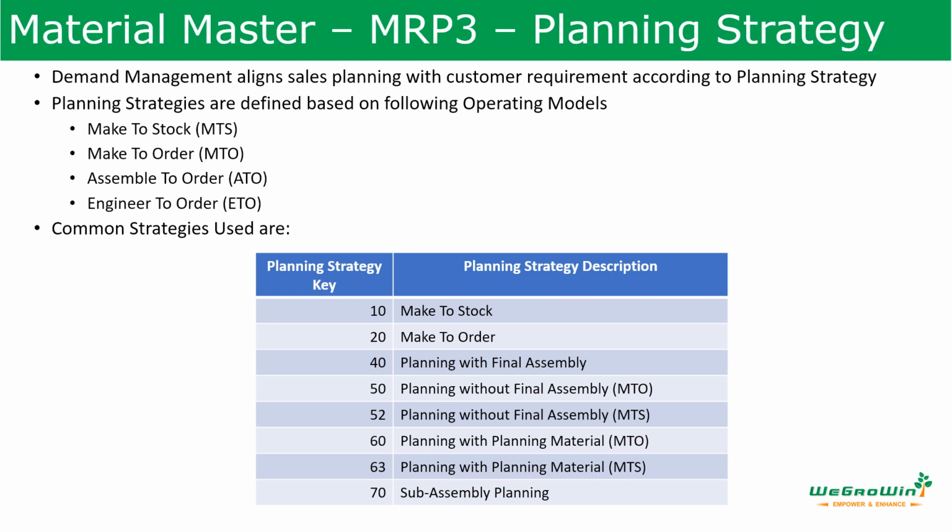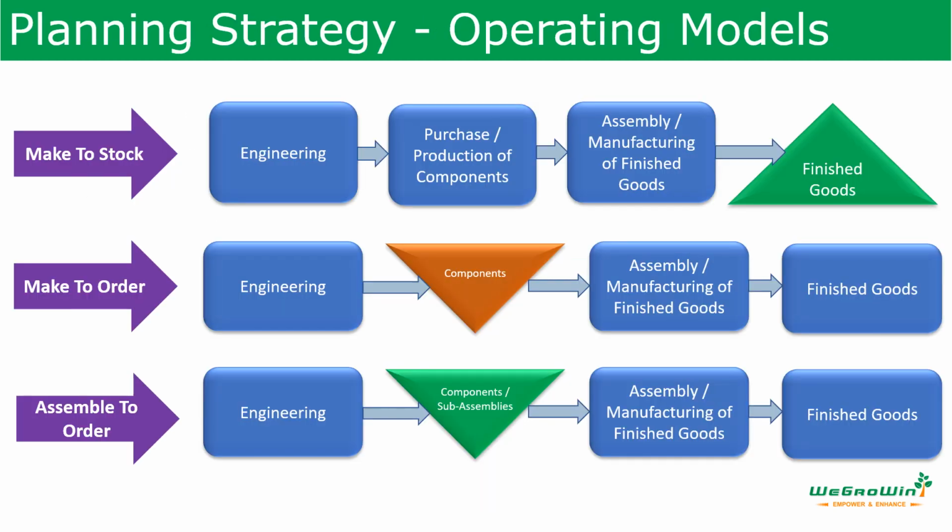So demand management aligns sales planning with customer requirements according to the planning strategy, because the planning strategy defines how the demand has to be handled. So planning strategies are defined based on operating models like make to stock, make to order, assemble to order, and engineer to order. Some common strategies which are used in SAP are listed down here. Before going into details of individual planning strategies, let us see the operating models.